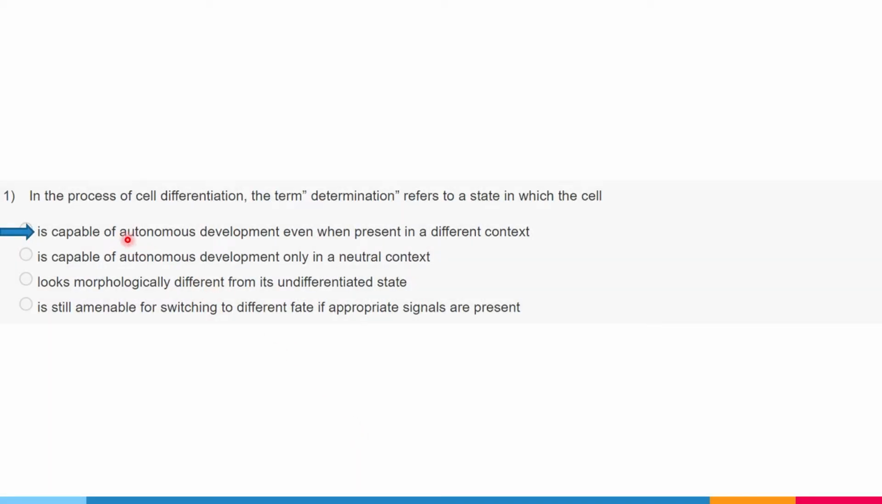So in the process of cell differentiation, the term determination refers to a state in which the cell is capable of autonomous development even when present in a different context. So is this clear, the difference between specification and determination? Anyone has any questions regarding this?